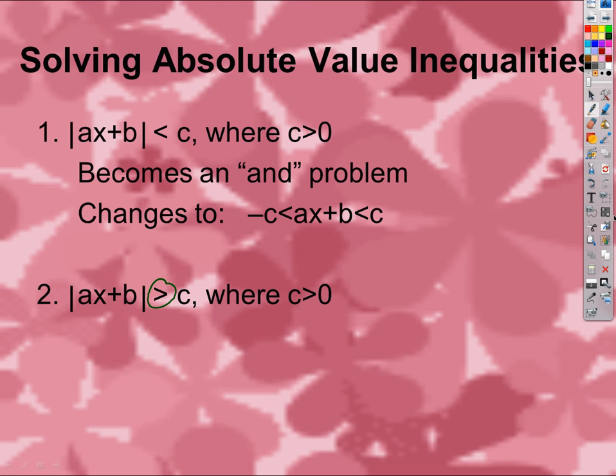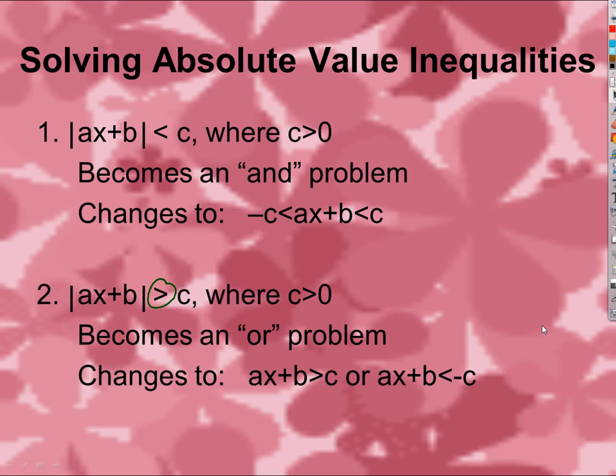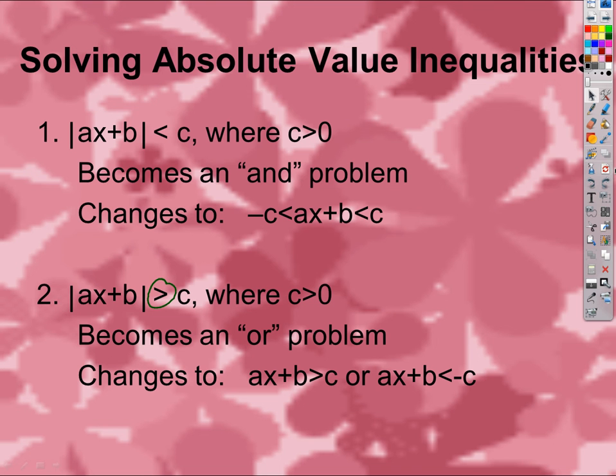Either whatever's inside the absolute value bars is going to be bigger than C, greater than C, or it's going to be further to the left than C, than negative C. It's going to be less than negative C. It's got to be out, right? Does that make sense? It could be very negative or very positive. Okay? That's it. And then we just do the algebra. So let's look at a couple examples.